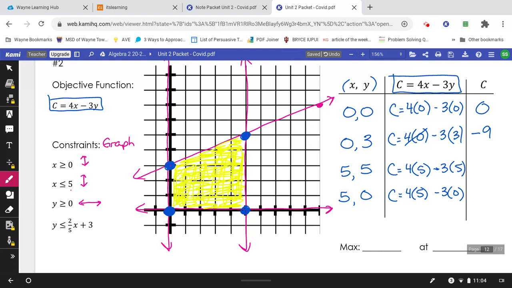All right, the next one I have numbers on both. So 4 times 5 is 20. 3 times 5, 15. Subtract those to make 5. Here, 3 times 0, that gets me 0. So I just have the 4 times the 5 to make 20.